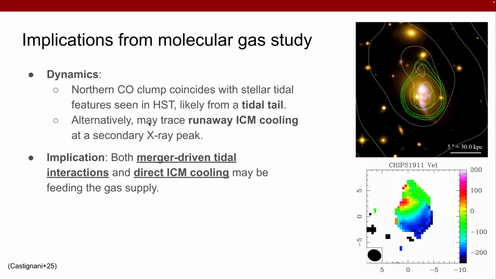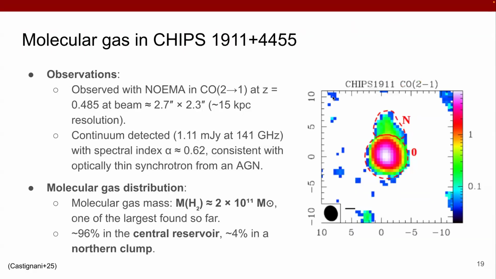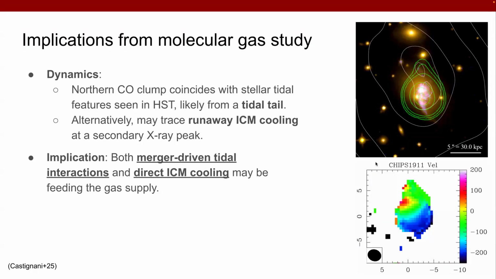Another theory is that because there is a lot of hot gas here with high density, the hot gas could also cool down very fast and go all the way to molecular cloud in that region. But what that tells you is that it is either merger-driven tidal interaction or direct ICM cooling that actually creates this large amount of molecular gas inside this galaxy cluster.